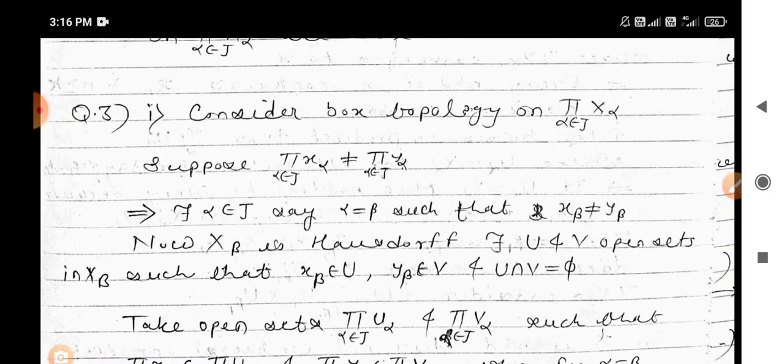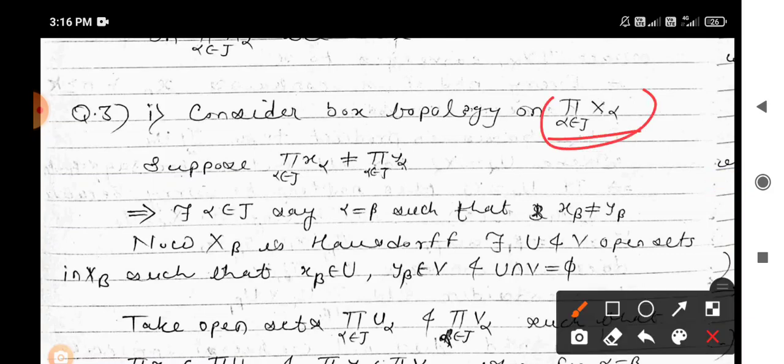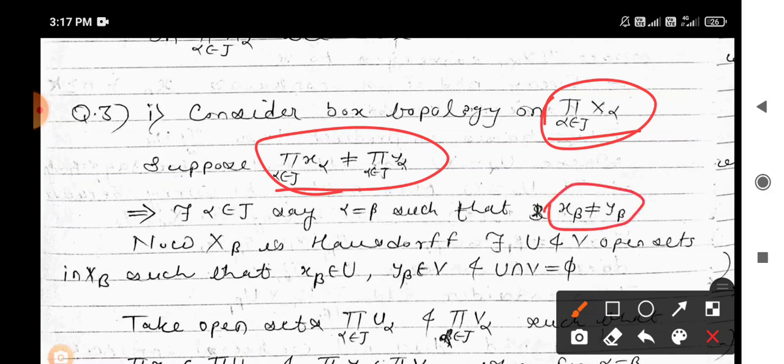So consider the third example. In box topology on the product of X alpha, we define a box topology on the product of X alpha. Suppose that we have two distinct points, say product of X alpha and product of Y alpha. Then these two points are not equal. Then for alpha in the index family, there is alpha equal to beta such that X beta and Y beta are different. Now from the definition, X beta is a Hausdorff space if and only if, what is the definition of Hausdorff space? There exist disjoint neighborhoods of those elements.